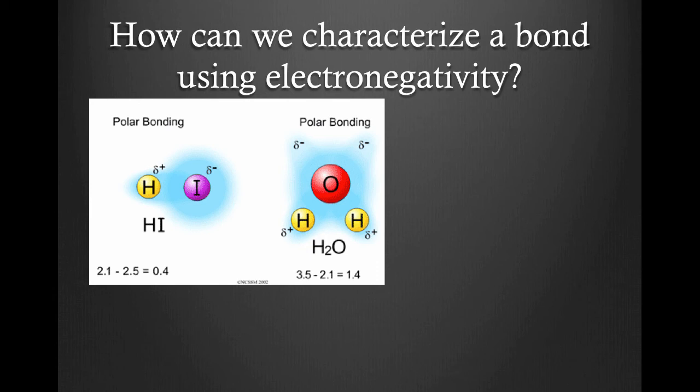And so we have hydrogen iodide and then we have water. The difference between hydrogen and iodide is 0.4, so the hydrogen will have the positive pole and the iodide will have the negative pole, and we show that with the lowercase Greek letter delta, meaning change in. And then the same thing with water. The oxygen end, which is 3.5 electronegativity, will have the negative pole, and the hydrogen end will have the positive pole. The difference in the electronegativities is 1.4, and that way, if I subtract the electronegativities, I can characterize the bond as a polar covalent bond.